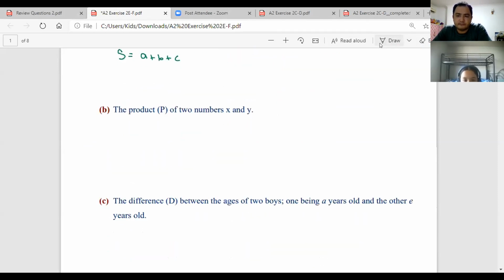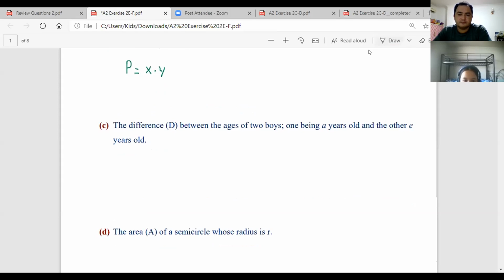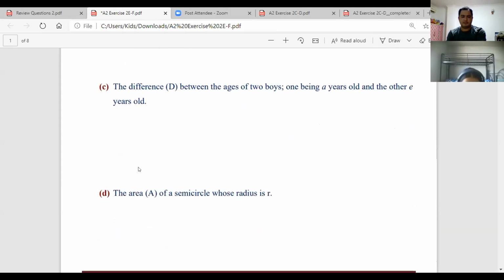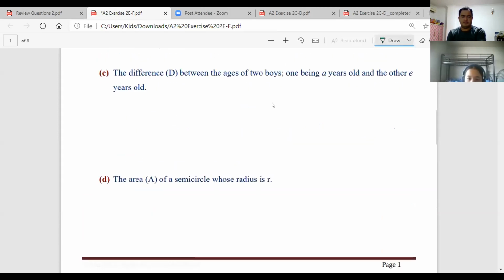The product P of two numbers X and Y. So P equals X multiplied by Y. Yeah, that's correct. C. The difference D between the ages of two boys, one being 8 years old and the other E years old. So that is D equals A minus E, right?